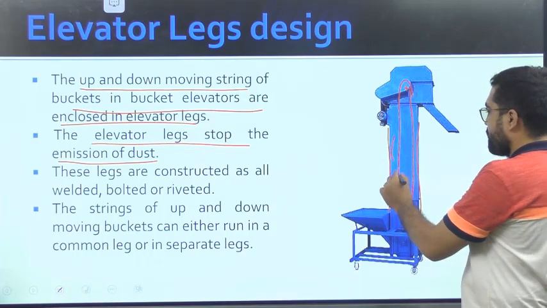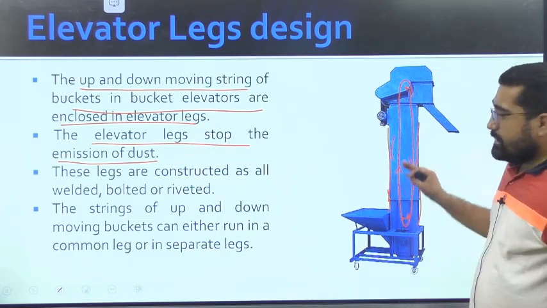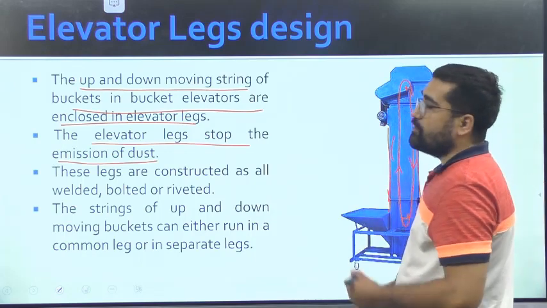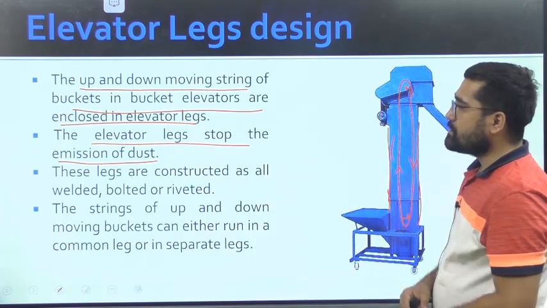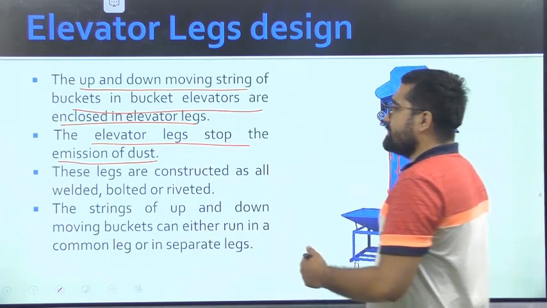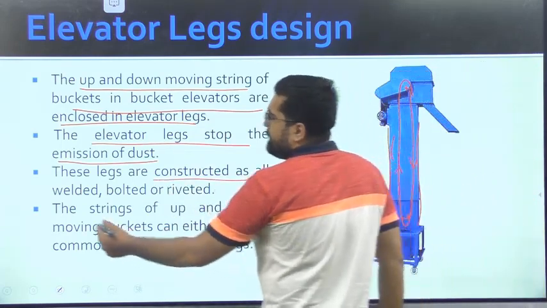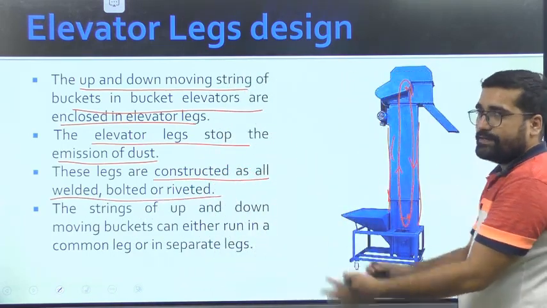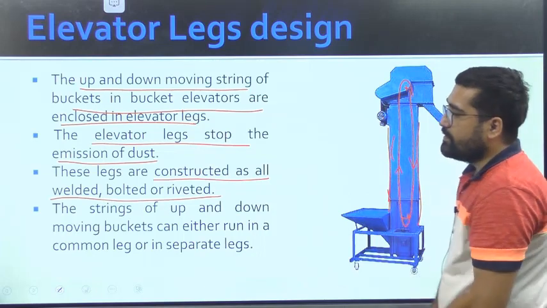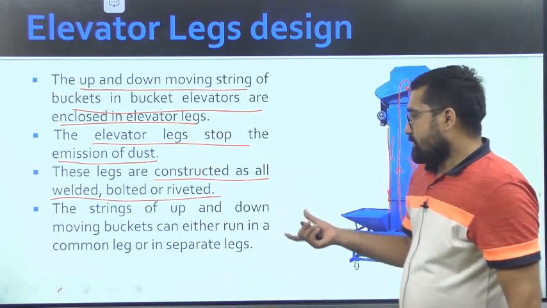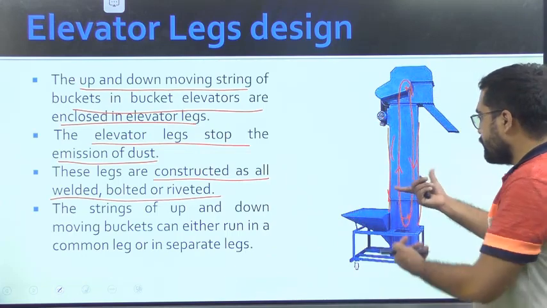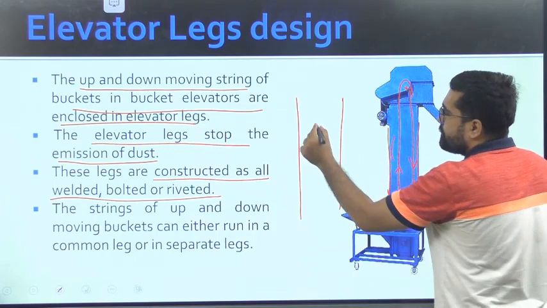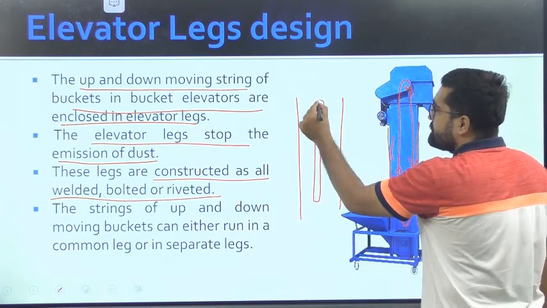So this is the bucket leg. The purpose of the bucket leg is to eliminate dust particles or foreign material from the system. And these legs are either welded, bolted or riveted. These legs can also be separated. This is one leg, so there can be one bucket elevator with two separate legs.